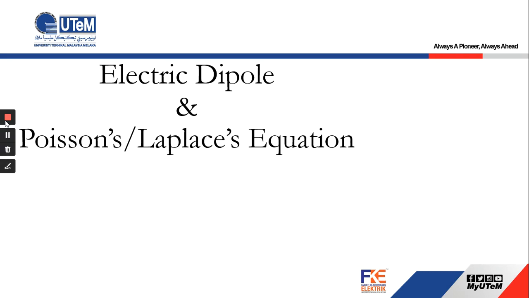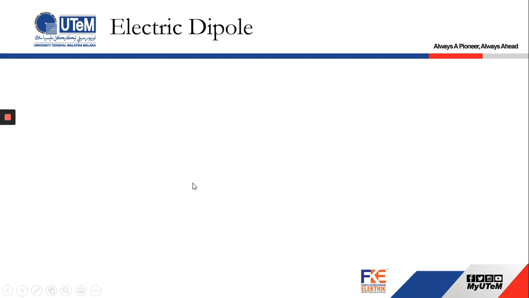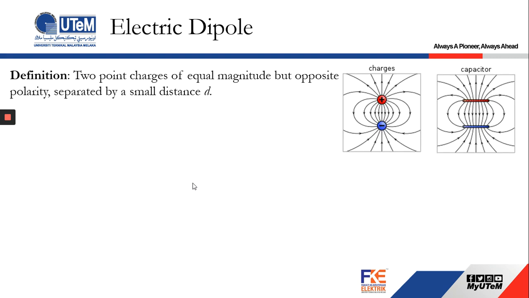Hello. For today, I'll be talking about the concept of electric dipole together with Poisson's and Laplace equation. So, electric dipole. The definition of an electric dipole is two point charges of equal magnitude but opposite polarity, separated by a small distance. So, you can see the figure here.